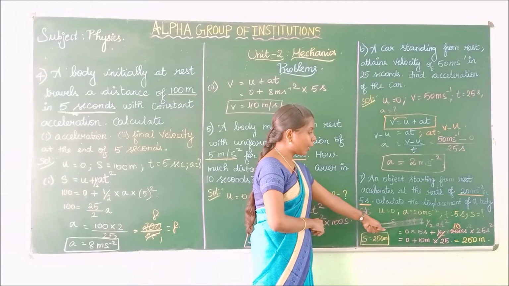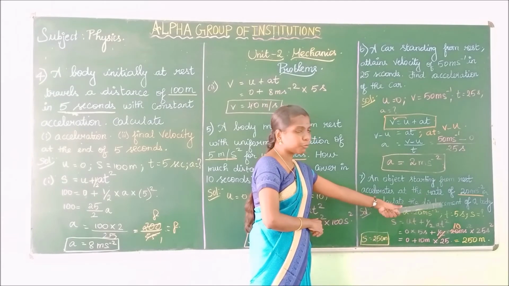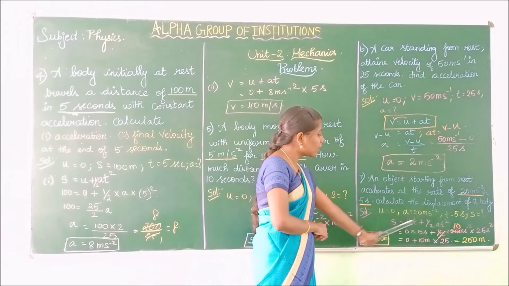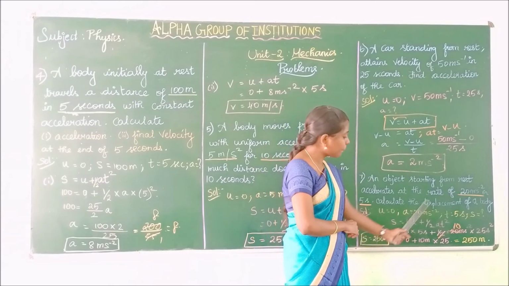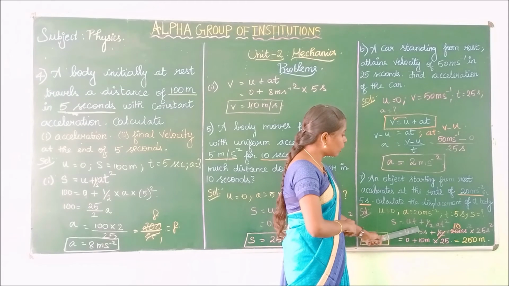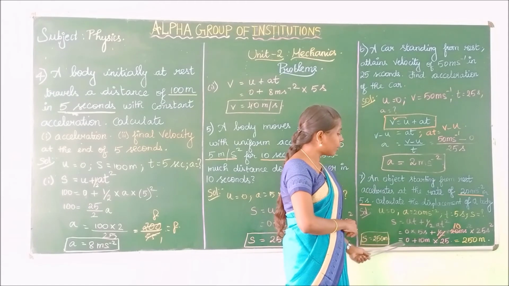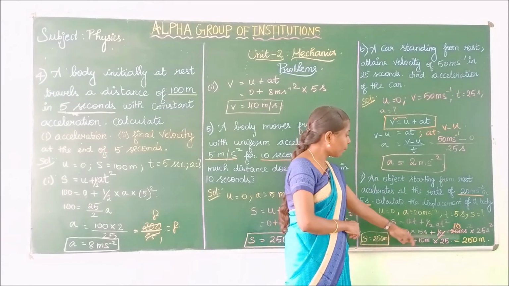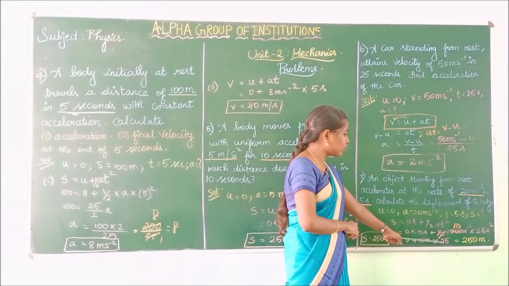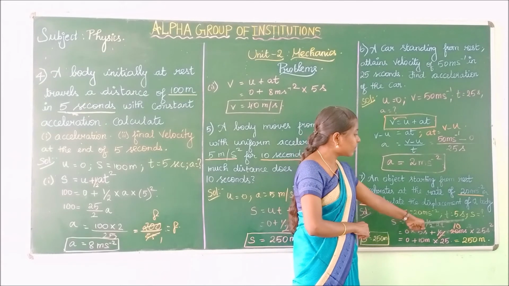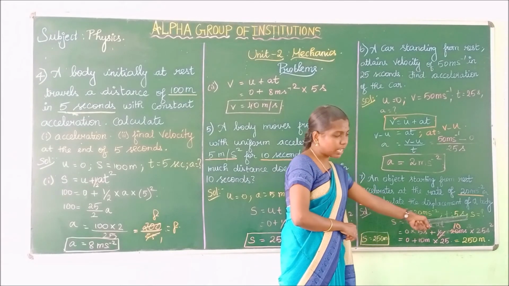They have given us a value for acceleration and time, and we have to calculate distance. The formula to calculate distance is ut plus half at square. U value is 0, t is 5 seconds. Anything multiplied by 0 is 0, plus half. The a value is 20 meter second power minus 2, into t square, which is 25 second square.